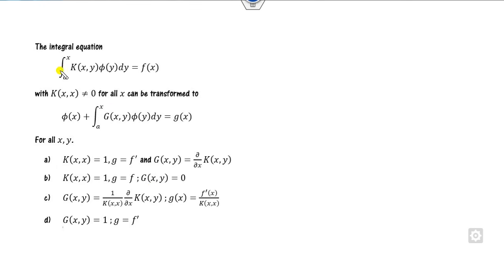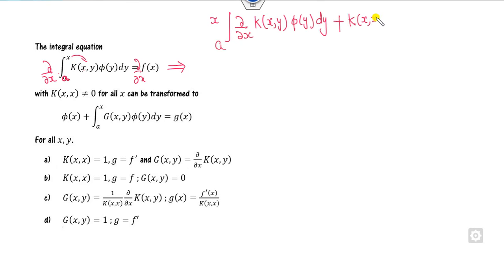Okay, look at this one. Now in this case you can see the limits are from a to x. So it means this cannot be done by using the Laplace transformation. So what can you do? You can take the derivative with respect to x. On the left hand side, the derivative of this is the integral of partial derivative of k of x comma y phi of y dy, plus, when you take the upper limit, k of x comma x phi of x into 1, the derivative of this, minus 0. Right hand side is f dash. The integral can be transformed into this. Now you can compare them.